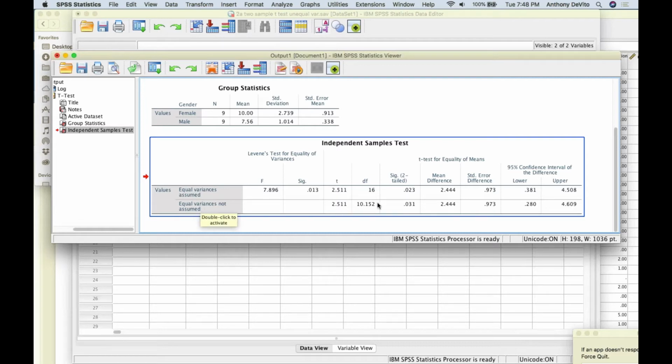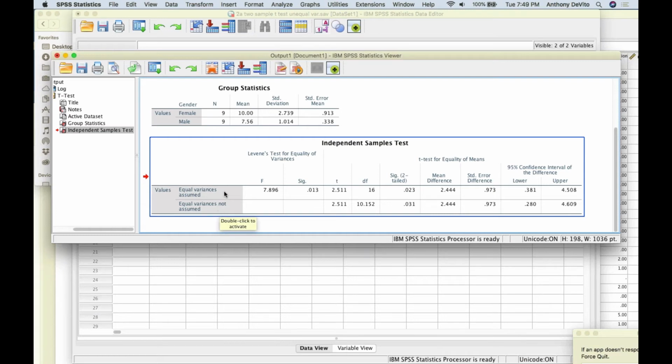And you'll notice 2.51. And look at the degrees of freedom. 10.152. It's not a nice even number. That's because SPSS actually calculates that ridiculous formula. We assumed 8 because we were being conservative, and 9 minus 1. But SPSS actually calculated it's 10.1. That's why you get such a weird number for degrees of freedom. And the actual p-value is a little bit different for these two. It's actually 0.31 for equal variance not assumed.